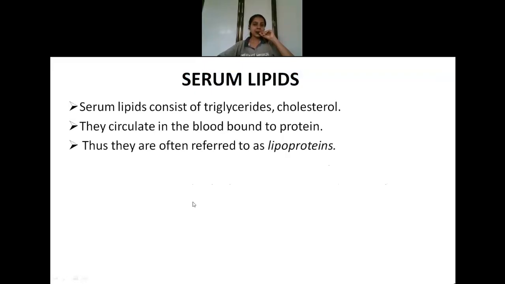Okay. Next, moving on to serum lipids. Serum lipids also play a very major role in cardiac diseases, because as the level of cholesterol or lipids increases, what will happen?